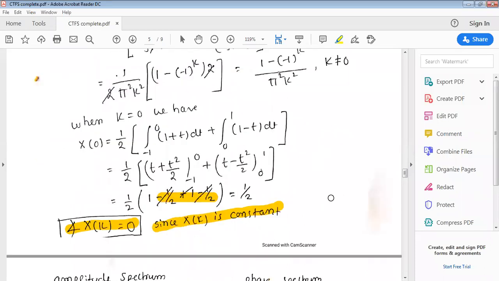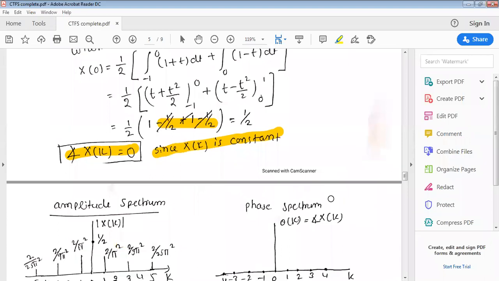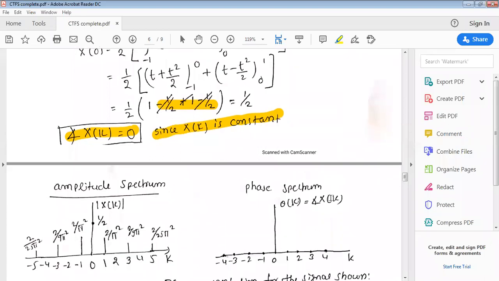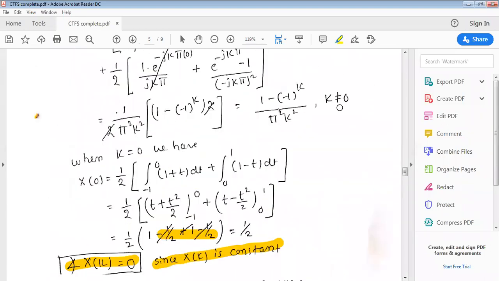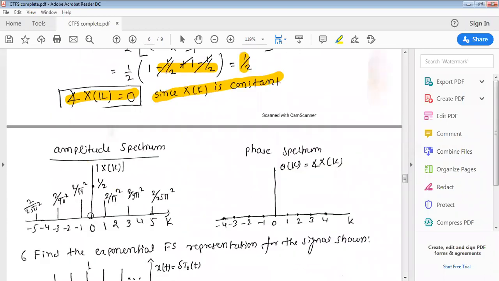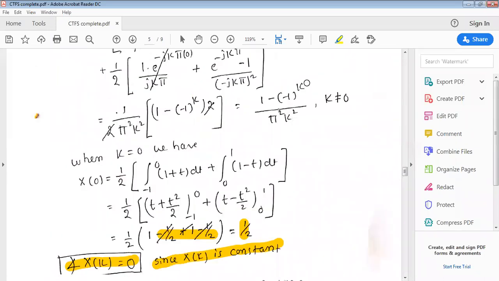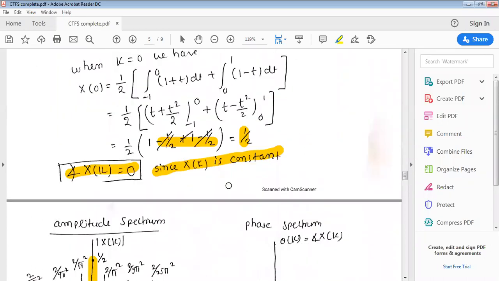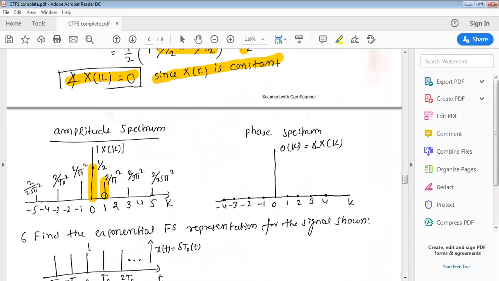So this I am going to plot. I will take k versus modulus of X of k and angle of X of k. Look here, amplitude spectrum, modulus of X of k. Let us say if k equal to 0, what will happen? Value is 1 by 2, that I have shown at the center. Let us give k equal to 1. If you give k equal to 1, 1 minus of minus 1 is 2, 2 by pi square into 1 square, that is 2 by pi square. So 2 by pi square is here.